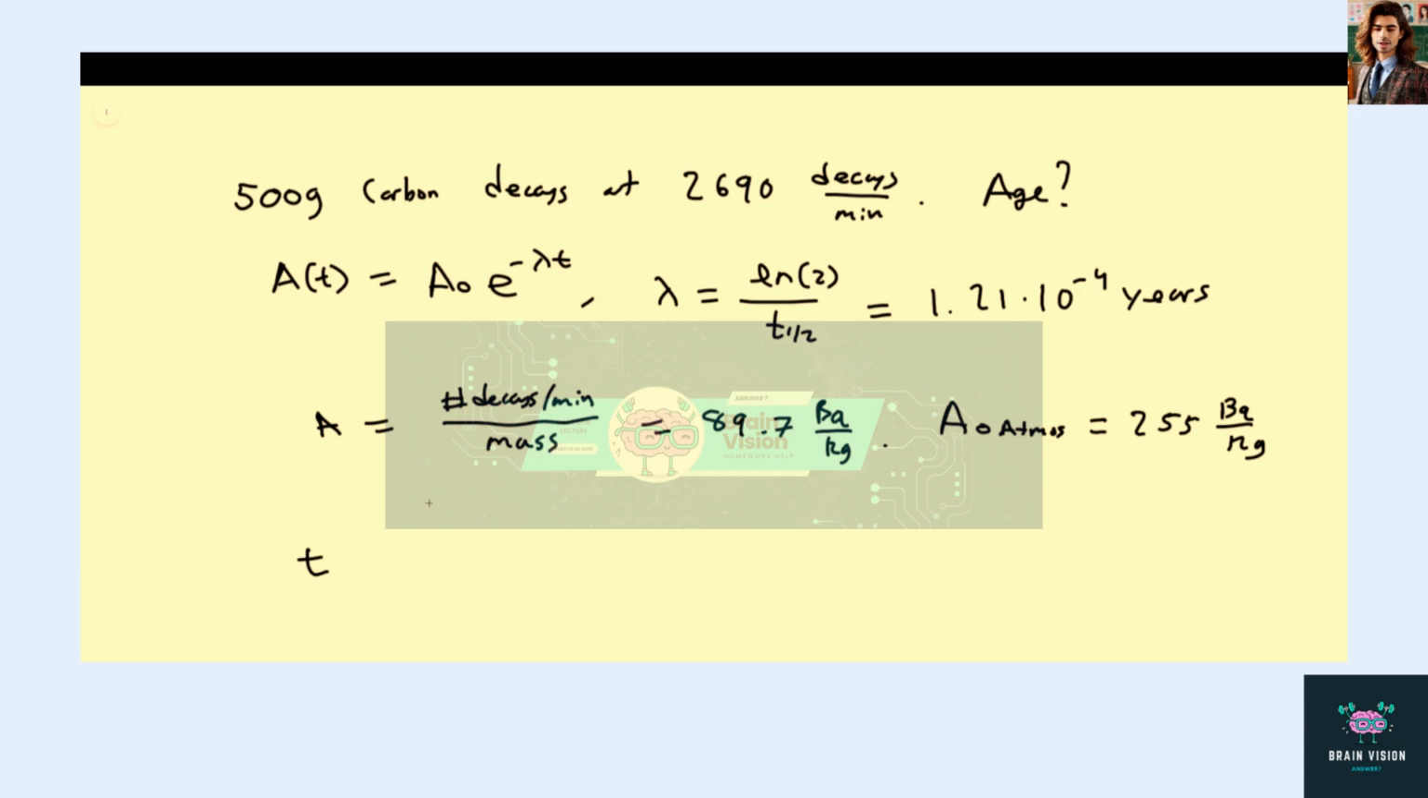Solving for t by dividing by A naught and taking the natural log of both sides, we find that t is equal to ln of A over A naught, times 1 over lambda. Plugging in numbers for all these known quantities, we find a value of 8640 years for the age of our sample.